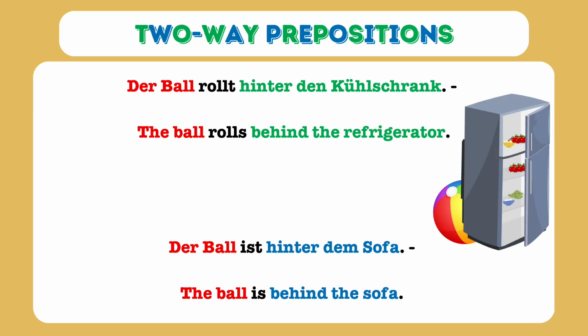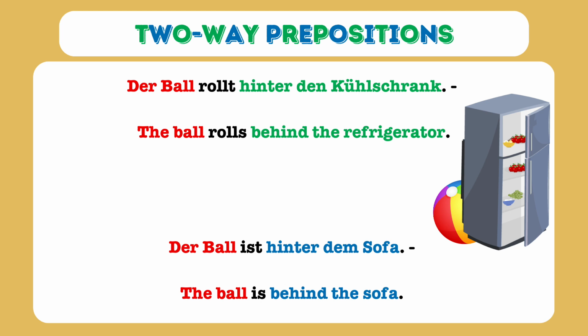Der Ball rollt hinter den Kühlschrank. The ball rolls behind the refrigerator. This means, of course, that it is somewhere other than behind the refrigerator, and then it rolls to that position. It is a change in location, so we say hinter den Kühlschrank in the accusative case.